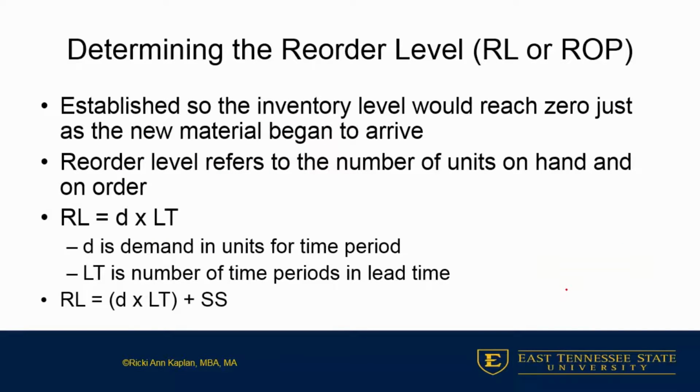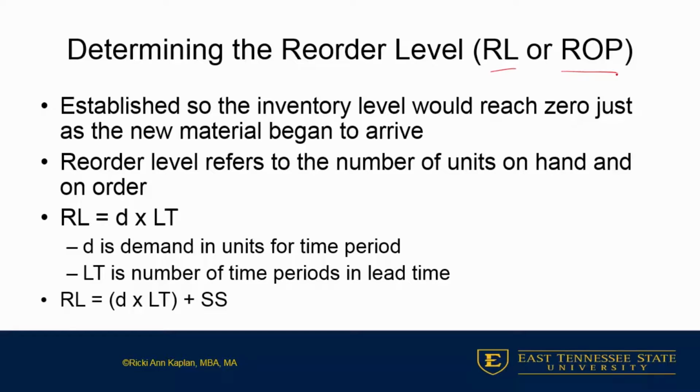We want to determine the reorder level or reorder point. Reorder level, RL, and ROP, the reorder point, are identical. They mean the exact same thing. It just depends on the chapter or the author of the book. I learned reorder level. I think this book uses reorder point. I'm at the point now where I can pretty much go back and forth with them. This is established so that the inventory level would reach 0 just as the new material began to arrive. Again, we're looking at a straight just-in-time factory with this and looking at what's best within our economic order quantity.